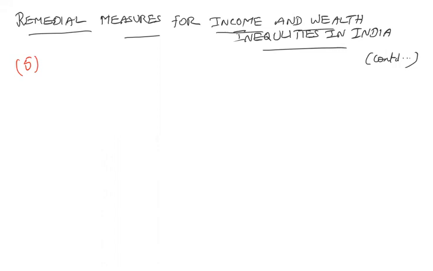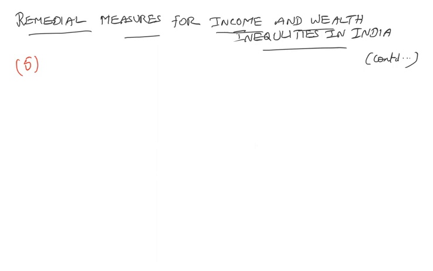We will continue with the remedial measures for income and wealth inequalities in India. In the previous class, we checked 4 measures: land reforms and redistribution of agricultural land, the MRTP Act in order to control the monopolies in the country, some of the employment and wage policies initiated by the country, and some of the social security measures which are available in our country. So 4 measures we have seen.